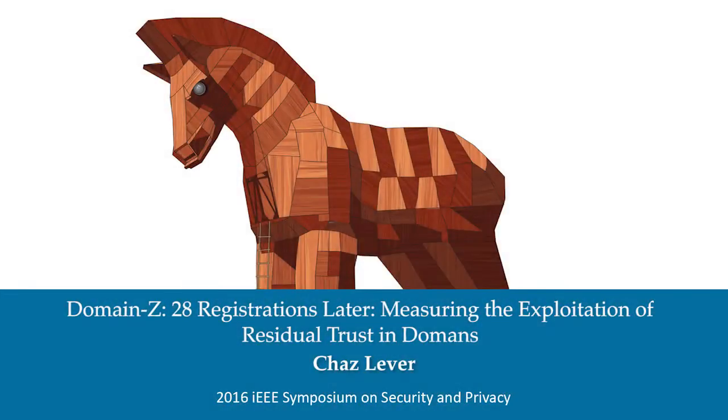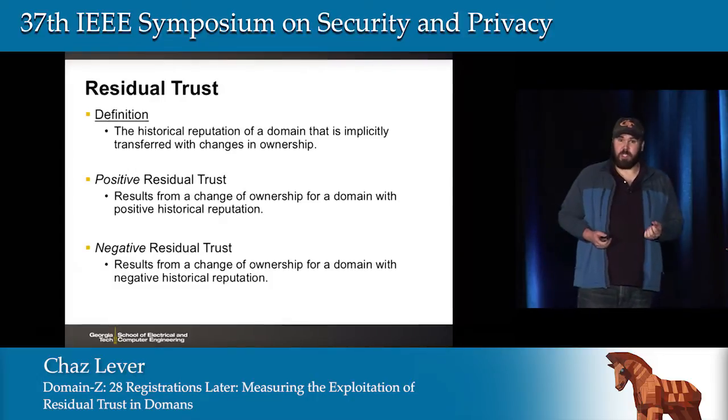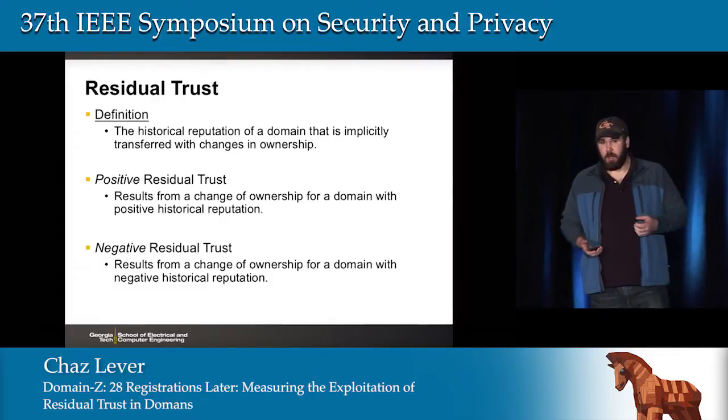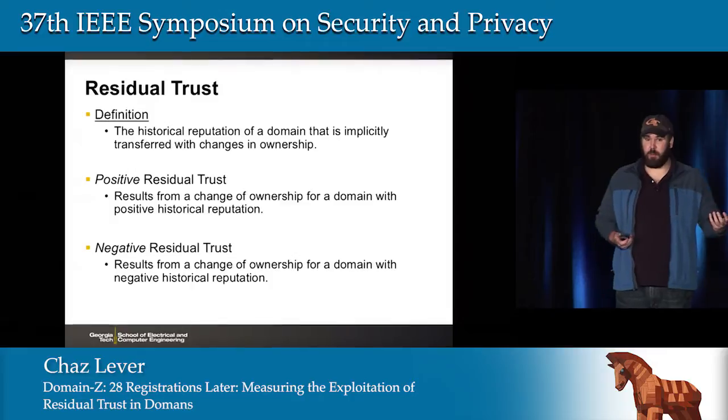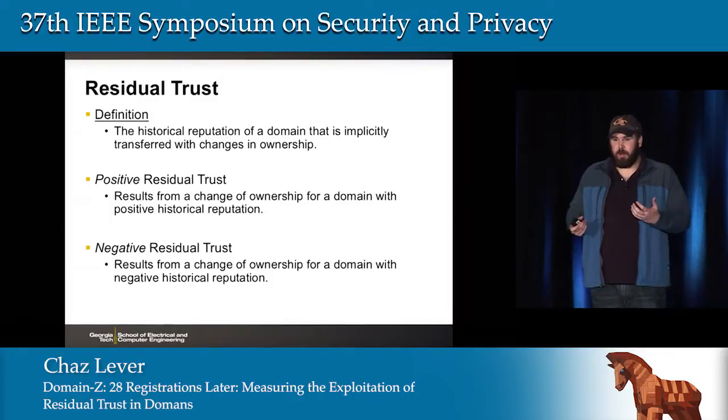So before I get started, I want to talk a little bit about what I mean when I say residual trust. It's a very simple concept. It's simply the historical reputation of a domain that's implicitly transferred with a change in ownership. And this residual trust can be either positive or negative, depending on whether the historical reputation of that domain was good or bad. And this has a number of different security concerns that result because of this.